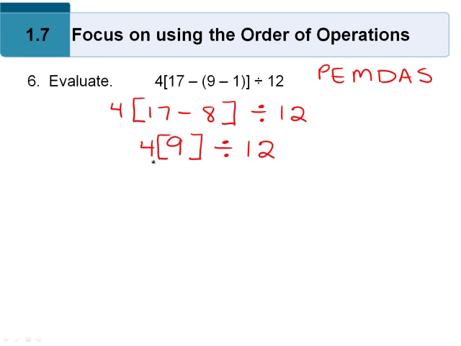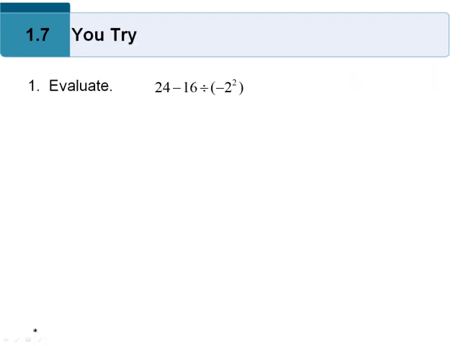So what we have left is multiplication and division, and the rule says do those as they occur left to right. Well, the multiplication comes first. So 4 times 9 is 36 divided by 12, which gives you 3. Not too bad. Alright, so now the rest of these are U-tries for you to try, so pause the video, try them on your own, and then you can check yourself.